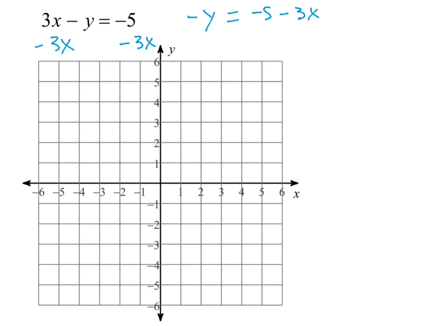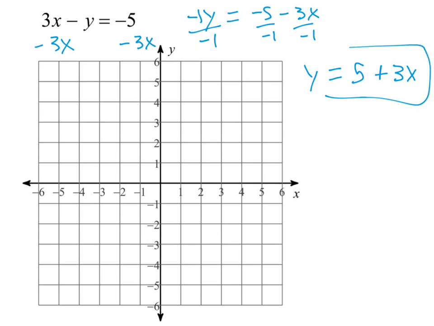I do need to get rid of this negative in front of the y. If there's no number in front of the variable, the number there is 1. So I need to get rid of negative 1, which is just divided by negative 1. So I'm going to divide every single term by negative 1. And I get y equals positive 5 plus 3x, because negative divided by negative is positive. So I have my line here.